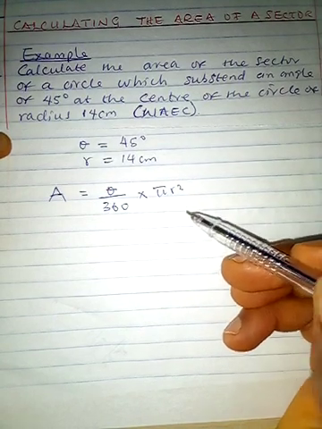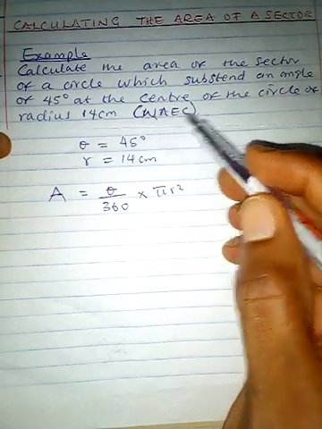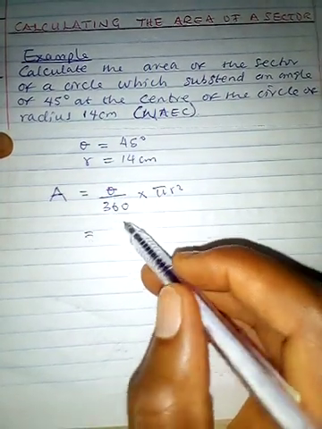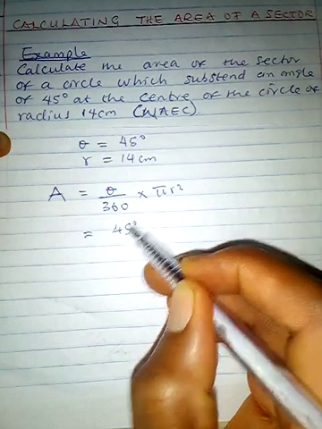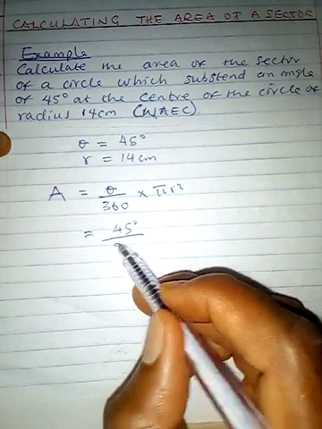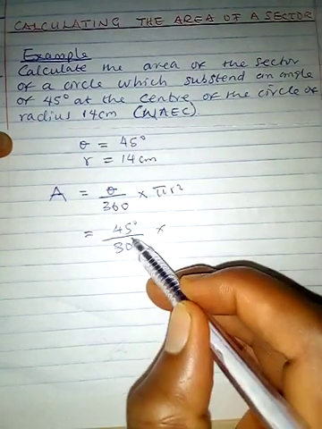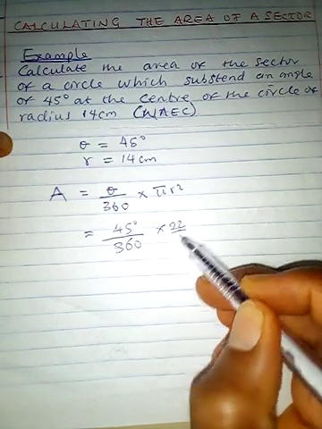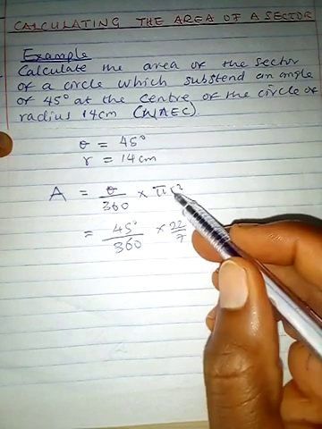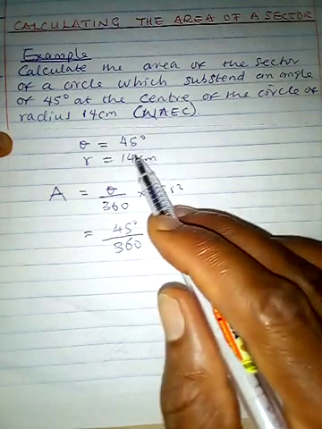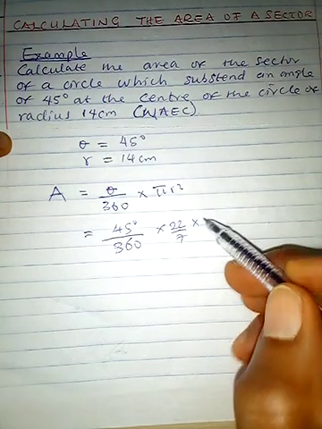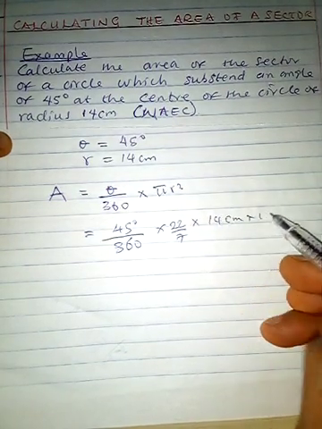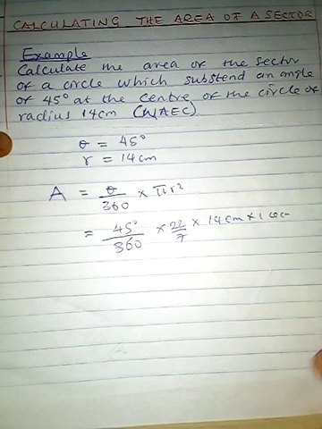Now we know that this actually is a WAEC equation. Let us solve it together now. Theta is 45 degrees over 360 times pi. We assume pi to be 22/7, times the radius squared. That is the radius, 14 centimeters squared, that is 14 cm times 14 cm, if you have to write it this way.